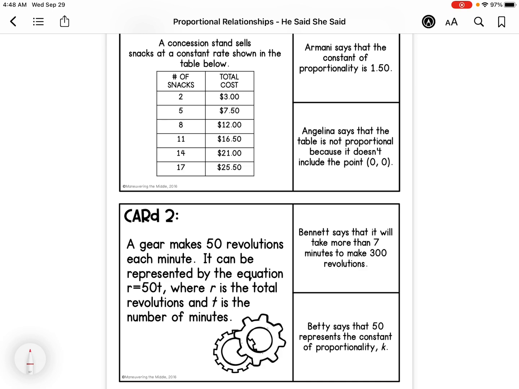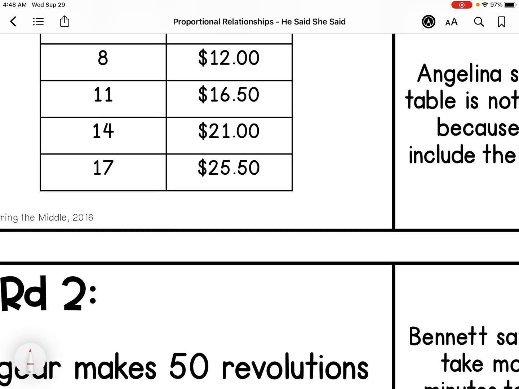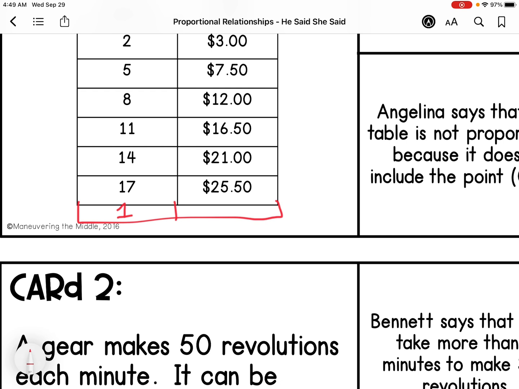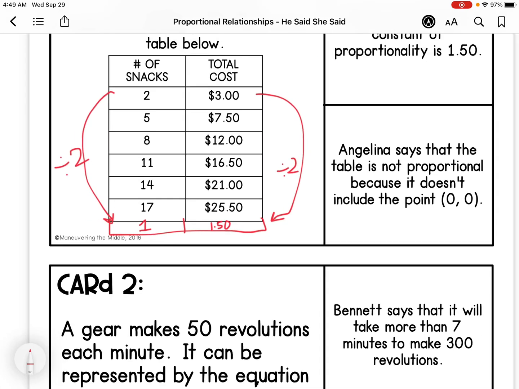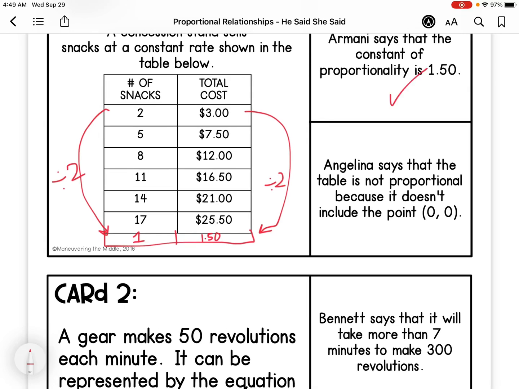Armani says that the constant rate of the constant proportionality is $1.50. So I'm going to find for one snack. I can choose any row, but dividing by 2 is easier for me. So I get $1.50. So I think it's this one, but let's just check.